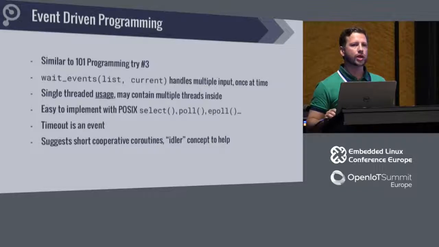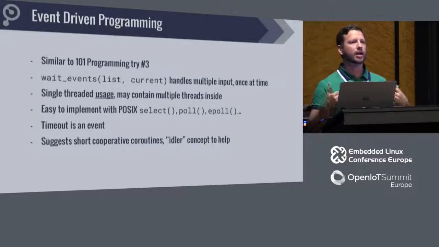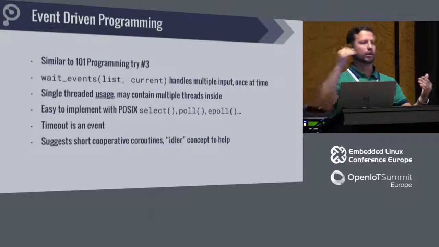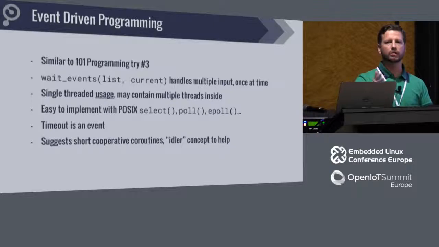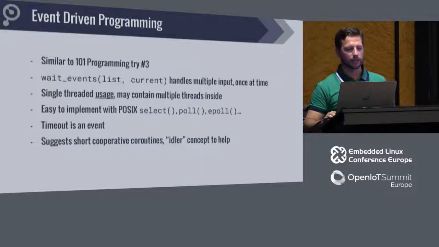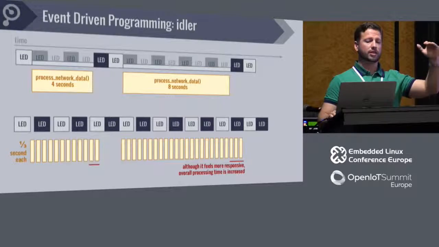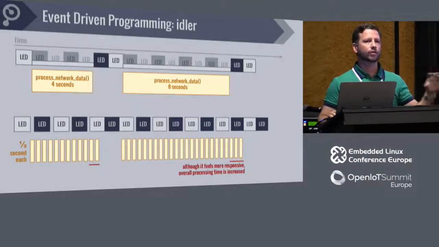And it suggests what we call idler. This is a concept where you run this function when there is nothing else to run. So this is a kind of cooperative task. Instead of having two threads where one thread is stopped at some random point for the other one to run, you have a small function that will give its time to another function and eventually it will be executed again. In more detail, at the top you can see process network data, the traditional version, the programming 101.